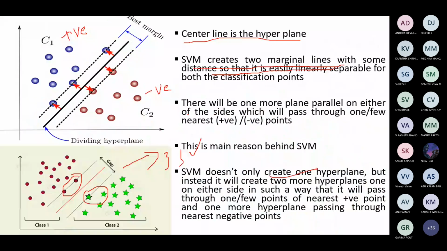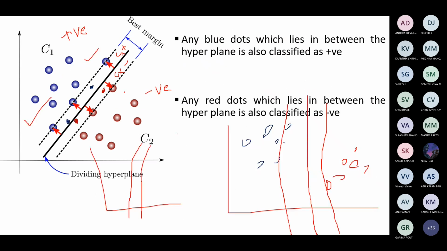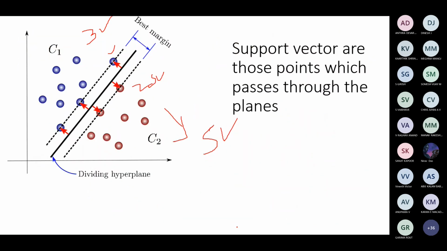Now, what is a support vector? Support vectors are those points which pass through the hyperplanes on either side. The distance between these two, including this, is called the marginal distance, and the data should be linearly separable. When you are doing linear separation, make sure the margin has the maximum width. That is how you need to plot. Is it clear, students?